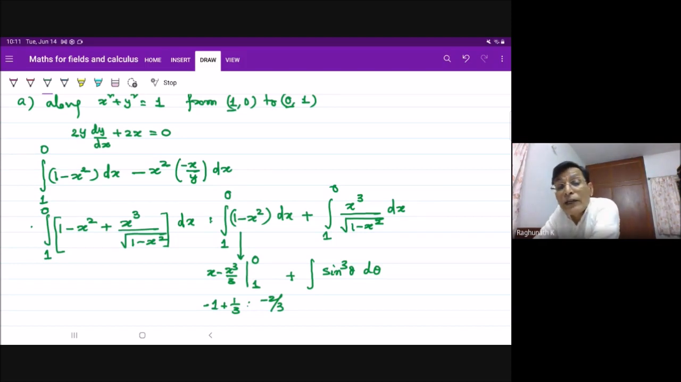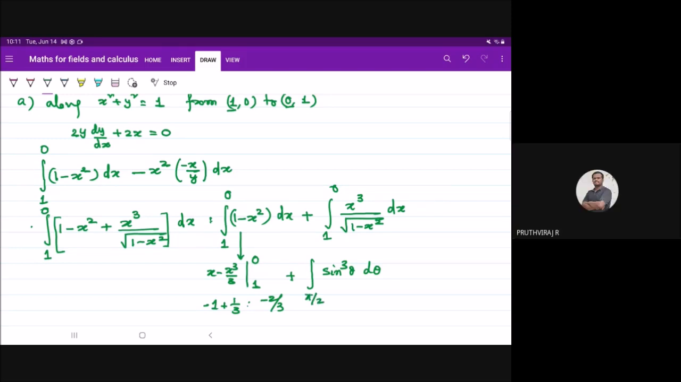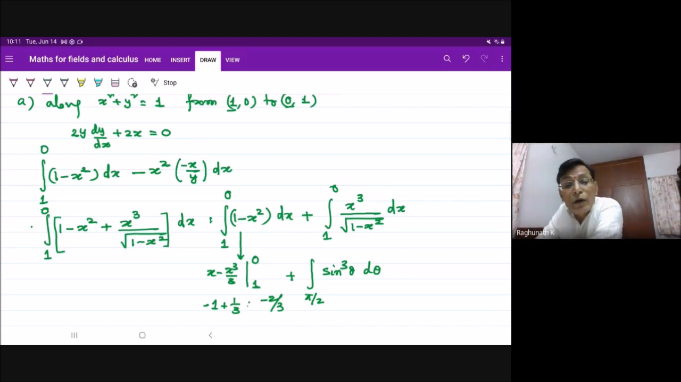Sine cube theta, from x equal to sine theta, pi by 2 to 0. If x is equal to 1, sine theta is equal to 1, so pi by 2 to 0. How to evaluate sine cube theta d theta? There is a reduction formula.